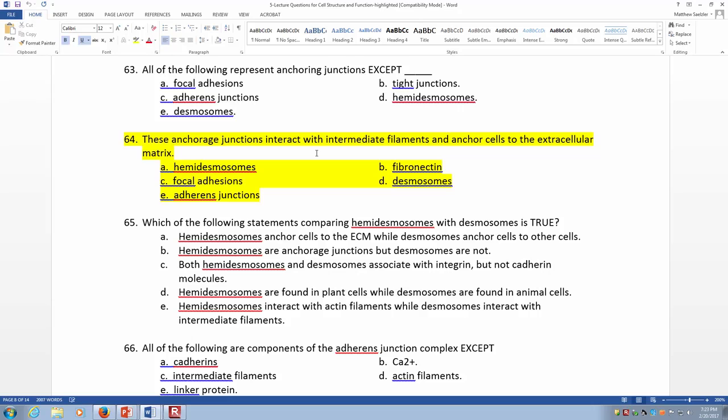And then just to point out, you shouldn't know what fibronectin is. So hemidesmosomes, focal adhesions, adherens junctions, and desmosomes, you should all know what those are. Those are the 4 types of anchoring junctions that we talked about. Fibronectin we never talked about. It's actually a component of the extracellular matrix like collagen. So it's something on the outside of the cell that's part of the extracellular matrix, but you don't need to know that for this class.